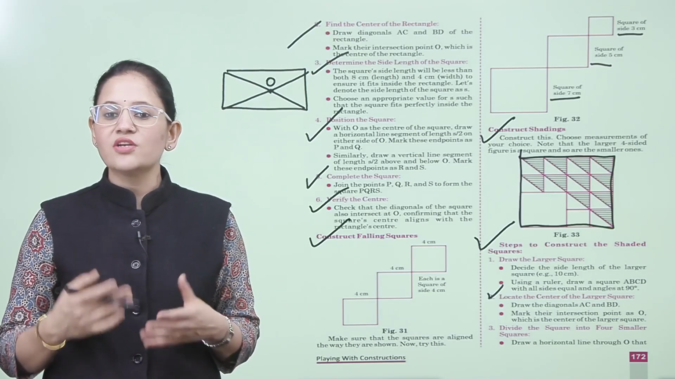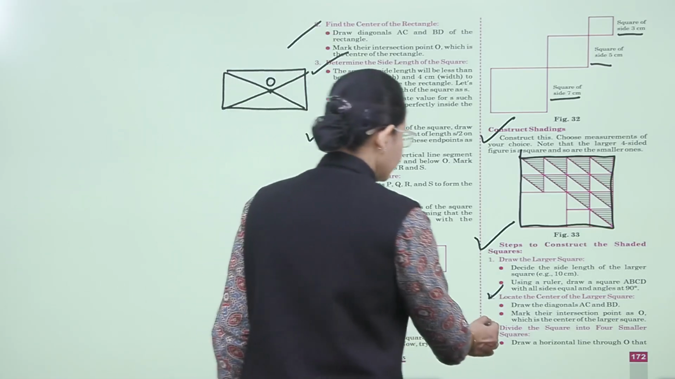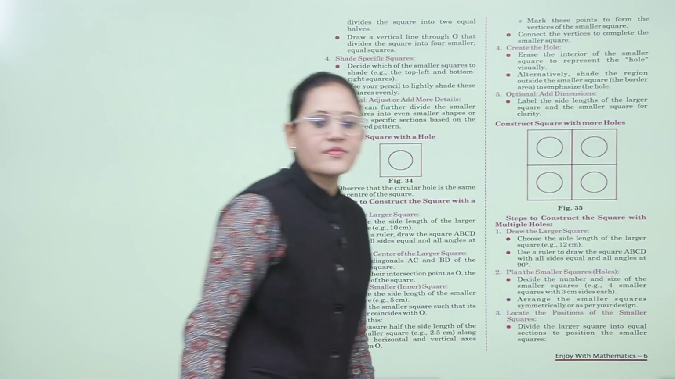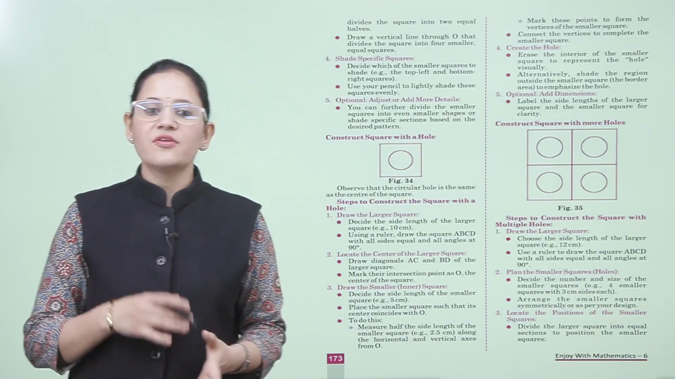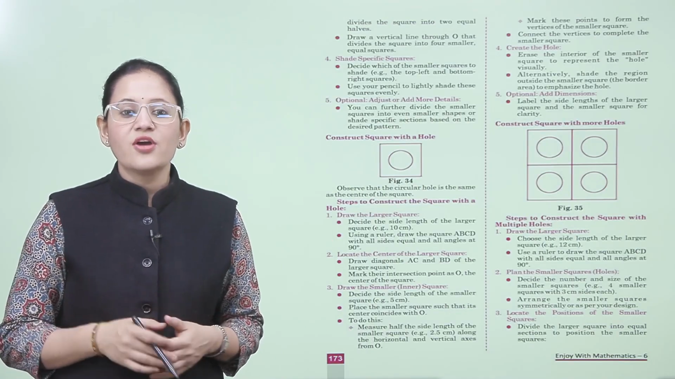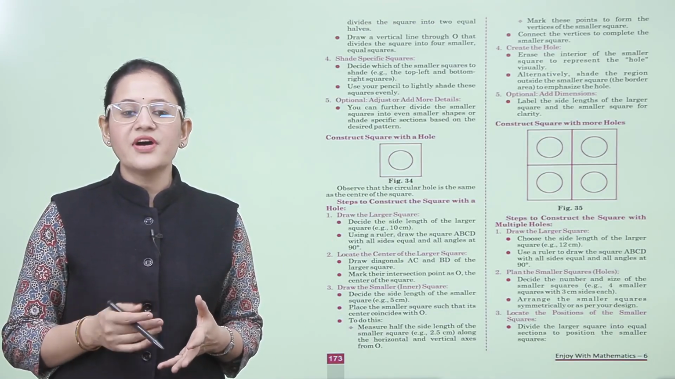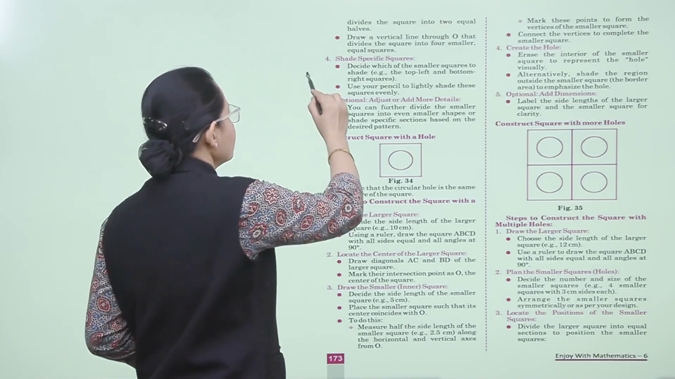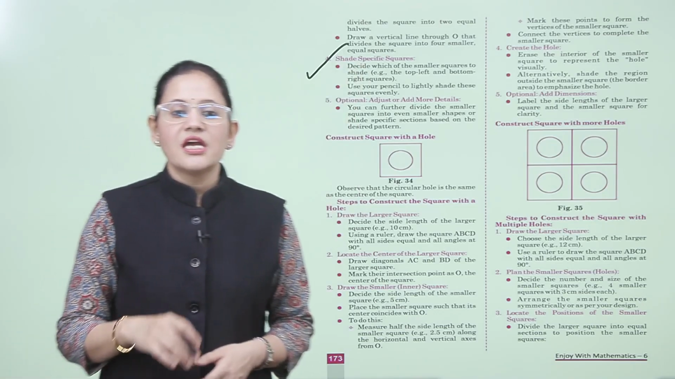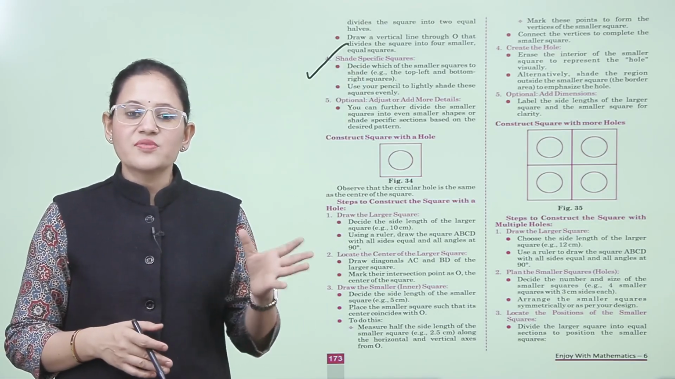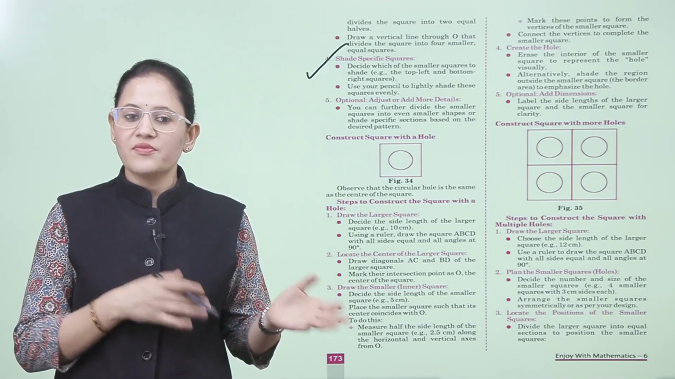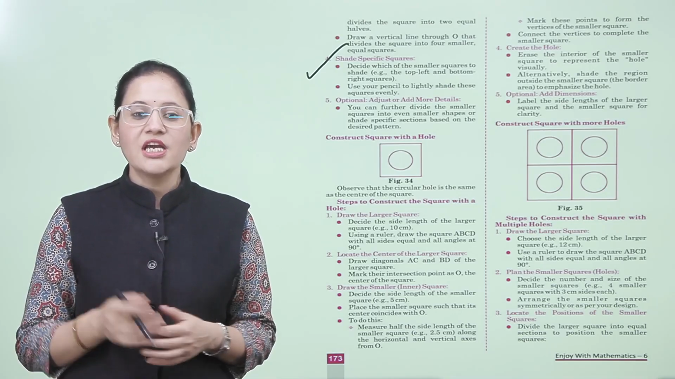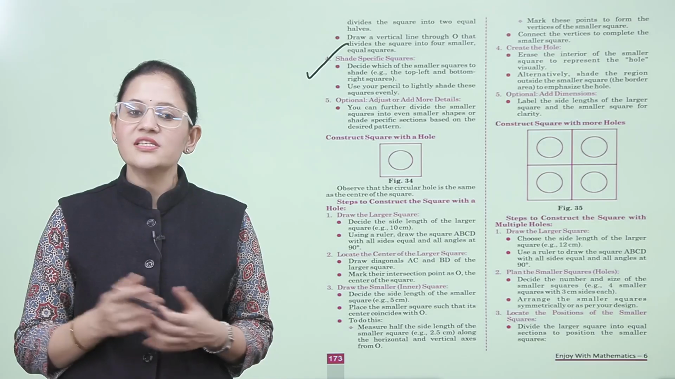Now, we have to divide the square into 4 smaller squares. So, we will draw the horizontal line and divide the square into 2 equal halves. Draw the vertical line through O that divides the square into 4 smaller equal squares. Next, shade specific squares. Now we have to decide which of the smaller squares to be shaded, whether it's the top left or bottom right square, which one, that we have to decide. Use a pencil to lightly shade these squares evenly.